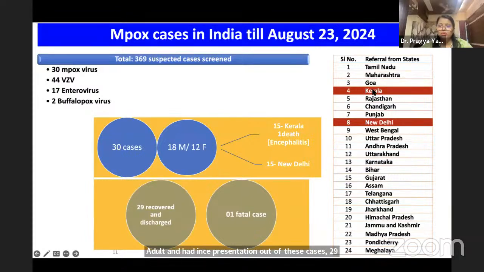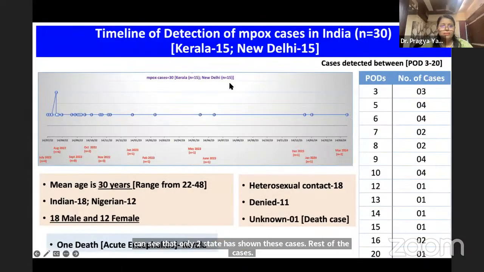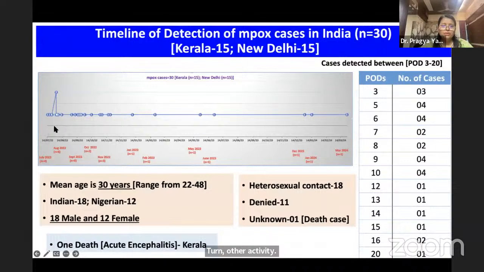So only 2 states have shown these cases, and the rest of the states turned negative. If we talk about the timeline, it started from July, and we can see a concentration in 2022 where we had a large number of cases, and then only a few cases in 2023 and 2024. The mean age of the cases presented in India is 30 years, with 18 Indian and 12 Nigerian cases. Heterosexual contact history was reported in 18 and 18 denied, and for the death case we don't have the information.